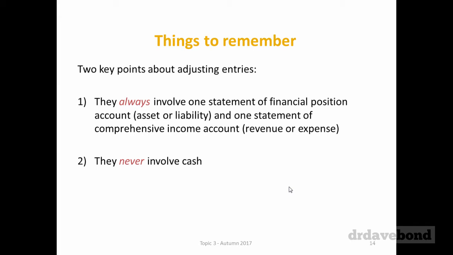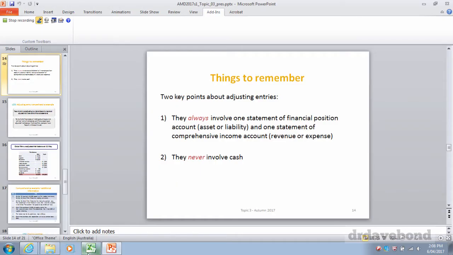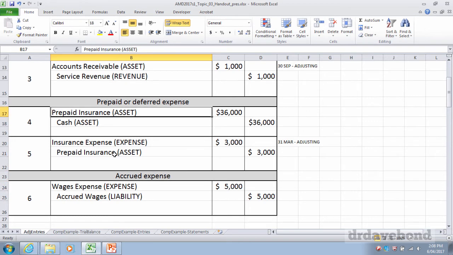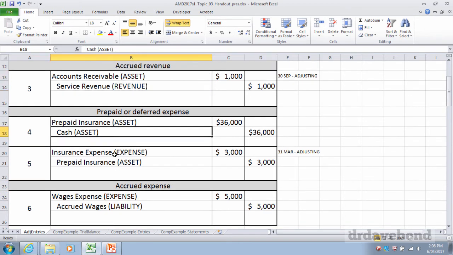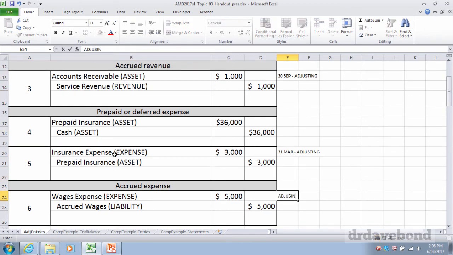Ever. The whole point of the adjusting entry is you're dealing with it after the fact. If a cash had been involved, it would have been an actual entry. So if you find yourself starting to put cash in something, slap yourself and just go, no, that was the wrong thing to do, and then just start again. Never involves cash.